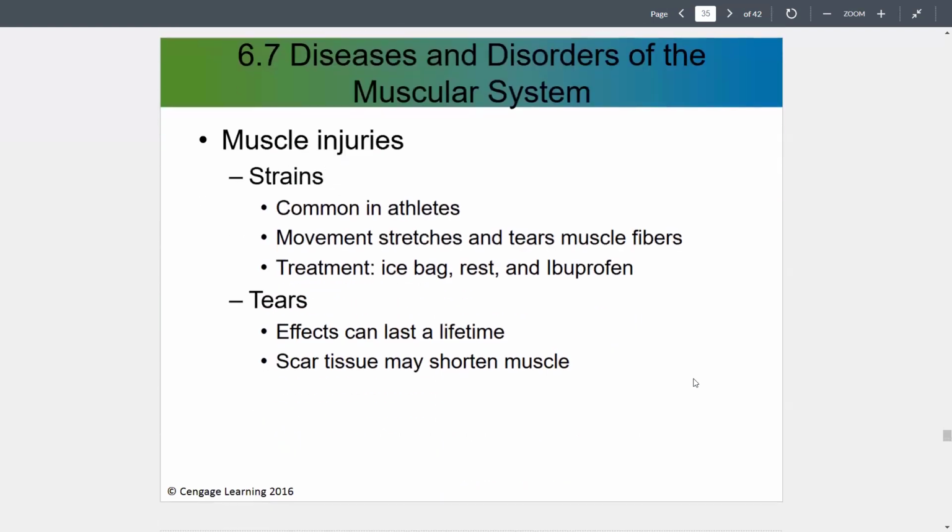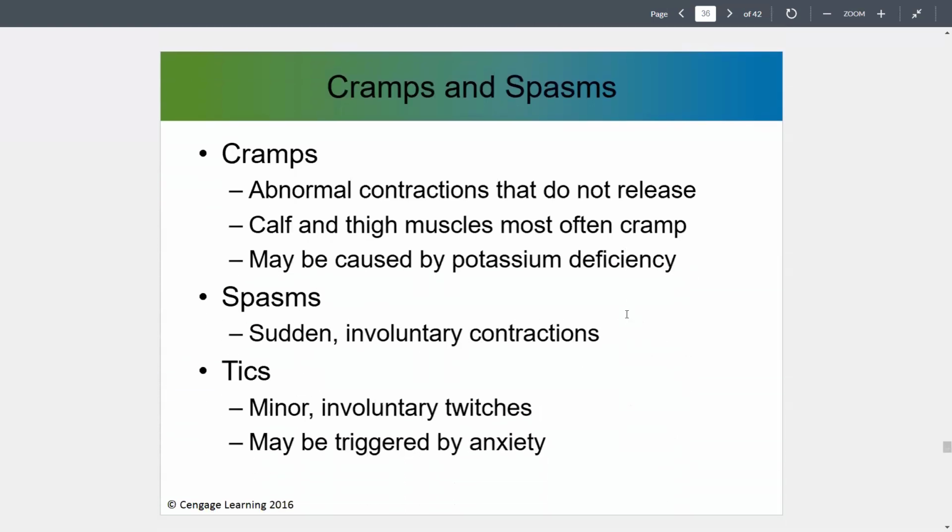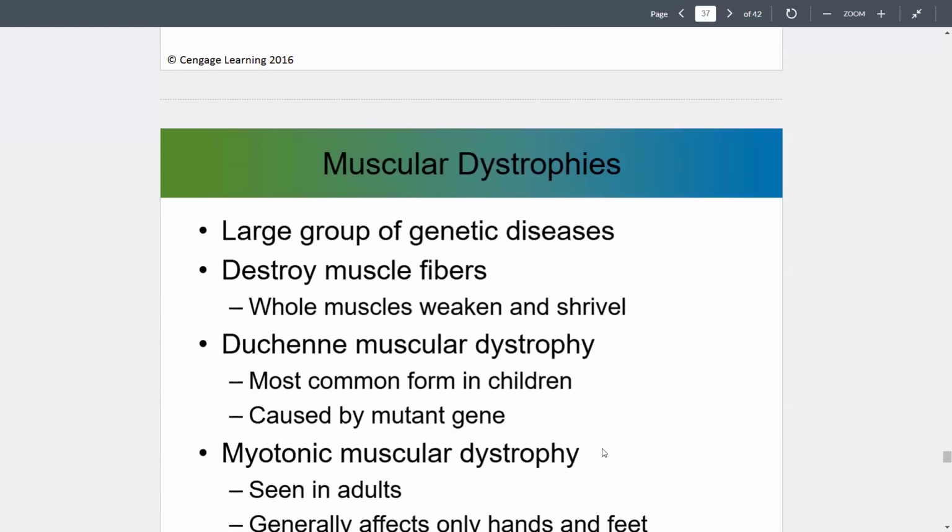And then here are some muscle diseases or injuries. You can get strains or tears, and your muscles can also cramp. That's when the muscles don't relax. That can be from a nutrient deficiency. You can get spasms like a Charlie horse if you've ever had that. You can also get tics, which are just little twitches. You might get one in your eye.